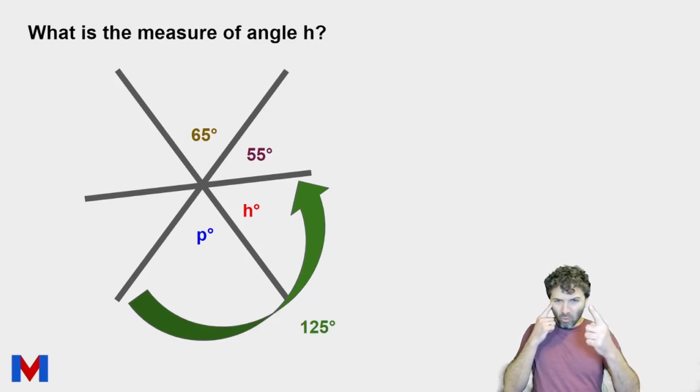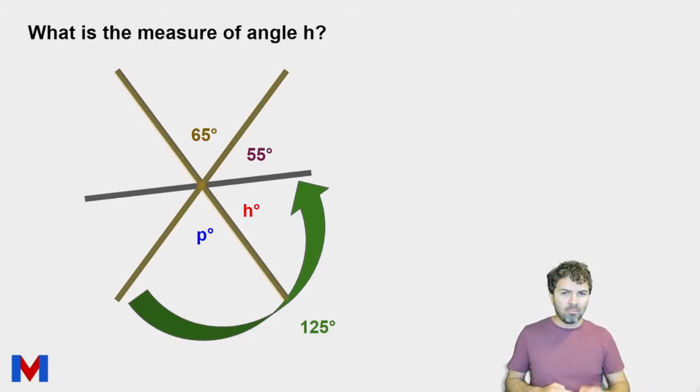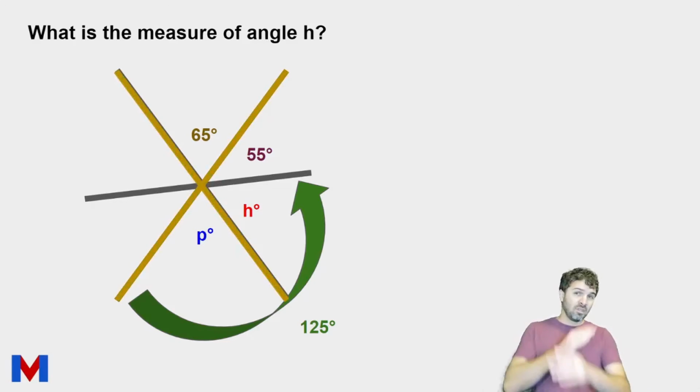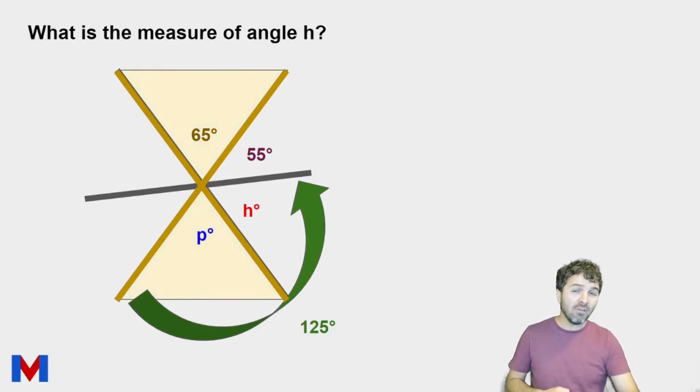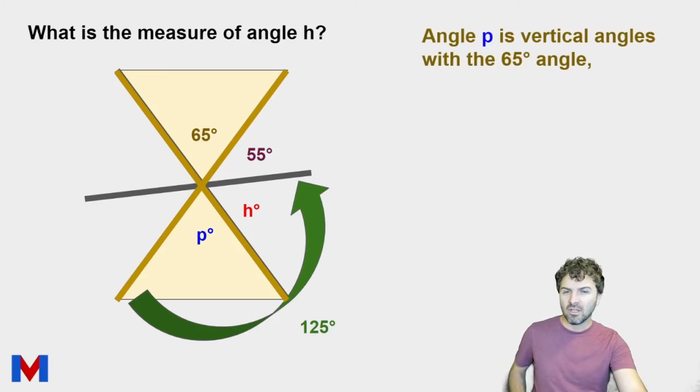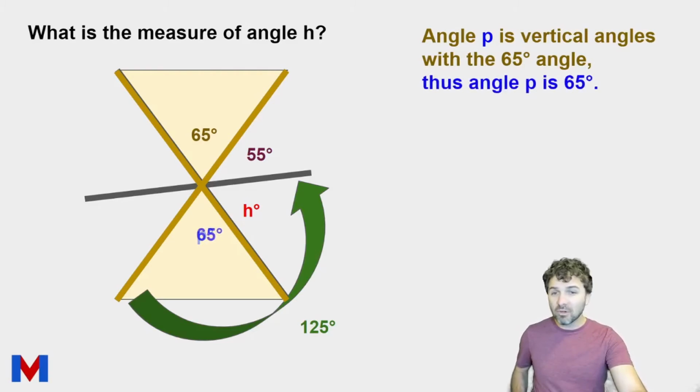And if you notice a little bit more, you may notice that P and that 65 degrees are made from this big X. And P and 65 are across from each other, meaning that they're vertical angles. Which means that P is 65 degrees.